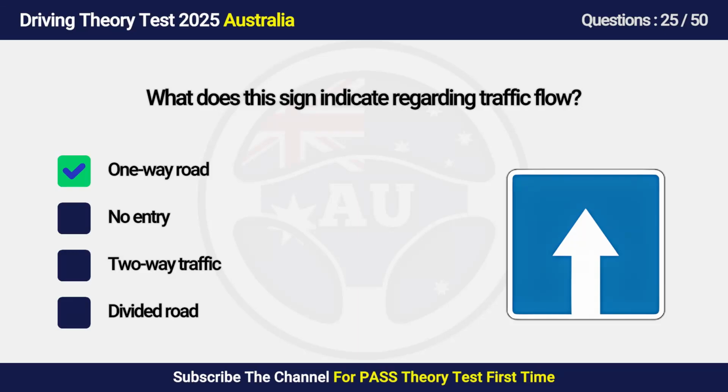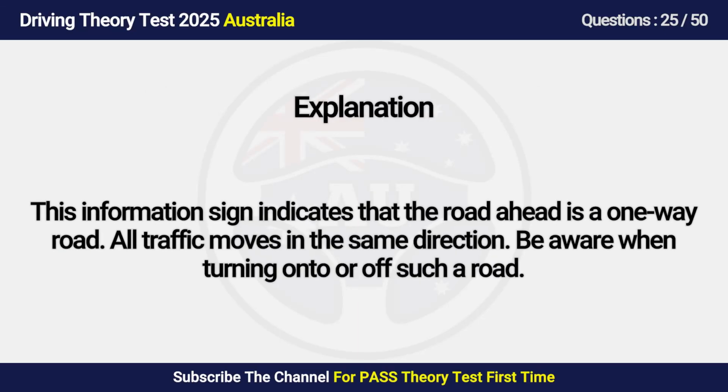Answers is A. One-way road. This information sign indicates that the road ahead is a one-way road. All traffic moves in the same direction. Be aware when turning onto or off such a road.